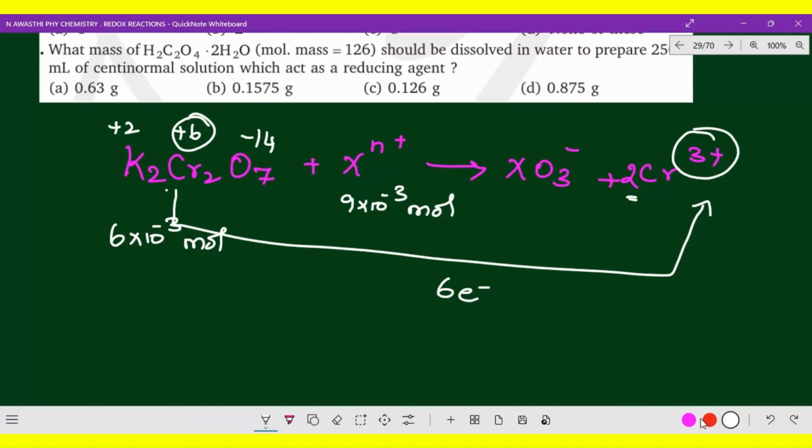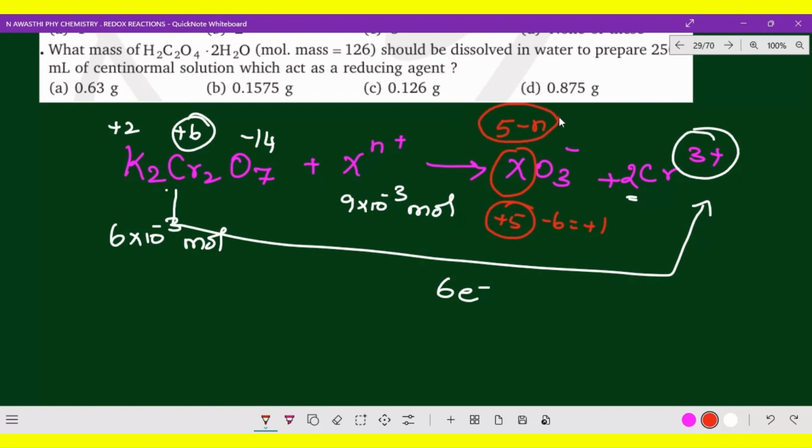The other one is X to the power n, here 3. That means minus 6 equal to plus 1. So X, this metal, is actually plus 5. So the number of electrons exchanged is 5 minus n.